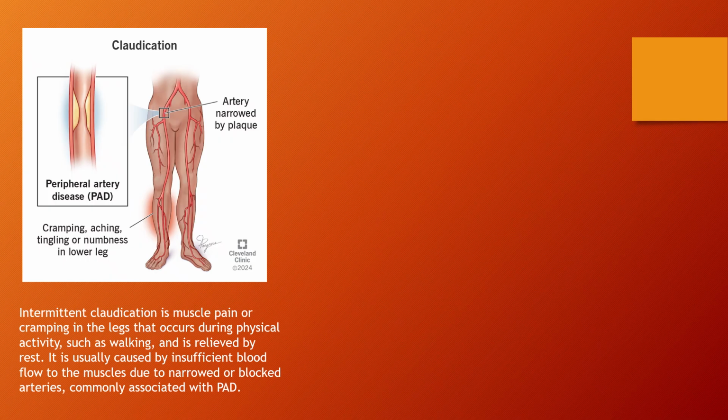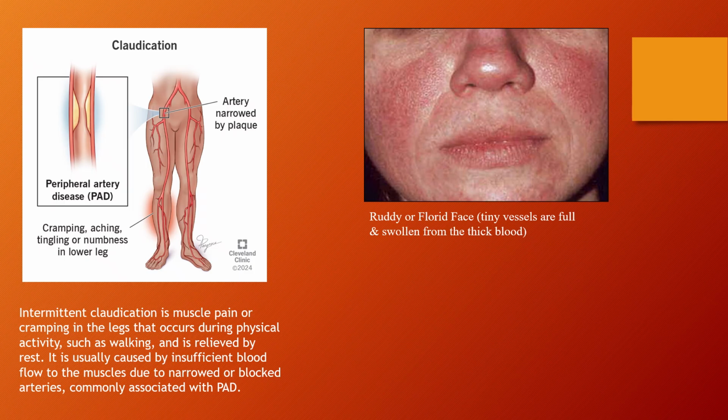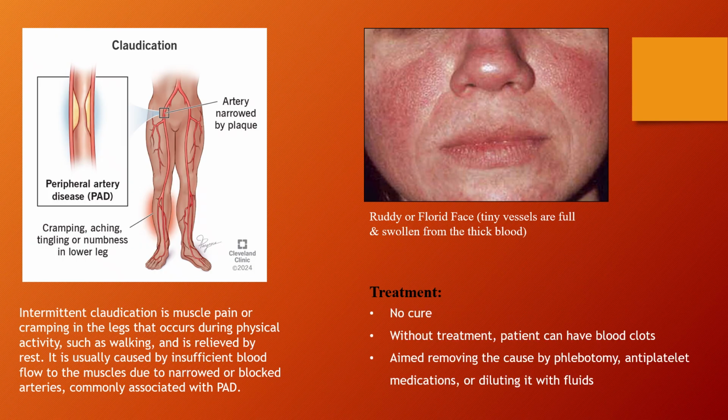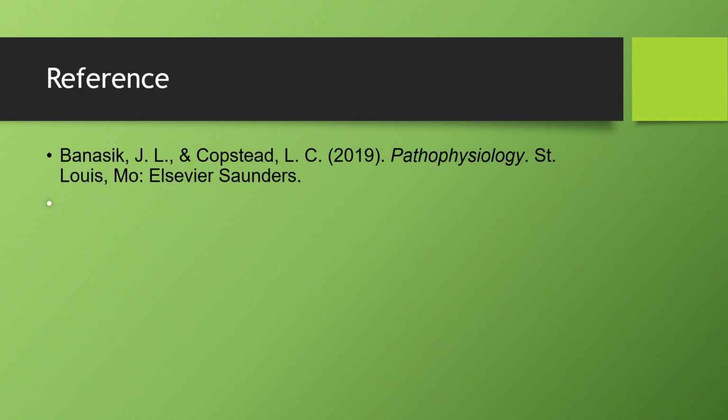Intermittent claudication is that muscle pain or cramping in the leg that occurs during physical exercise, such as walking, and it's relieved by rest. Ruddy or florid face is due to congested small vessels. Again, there's no cure, so without treatment, a patient can have a blood clot. So the goal is to remove some of the blood with antiplatelets or by phlebotomy or diluting fluids.